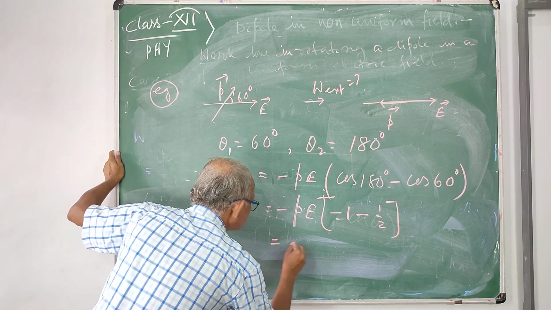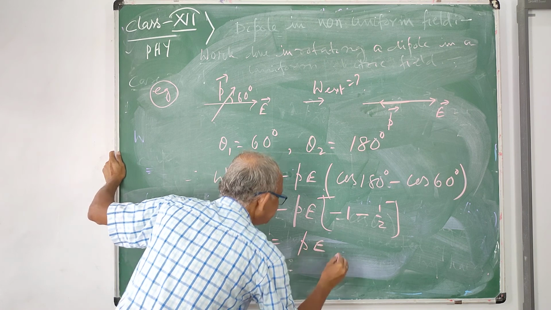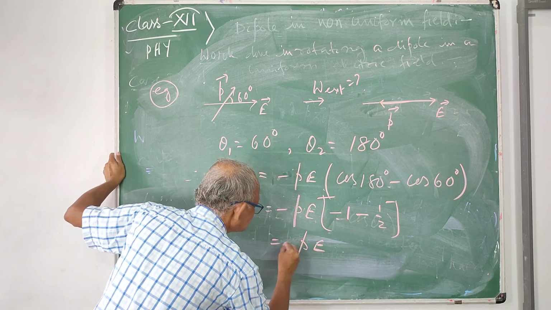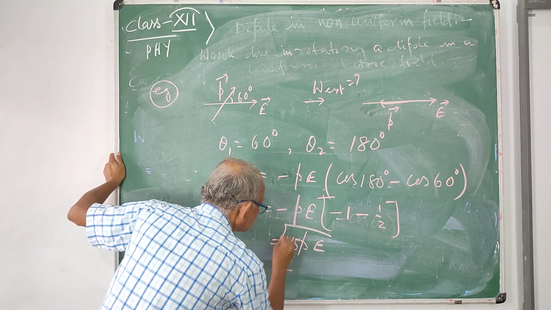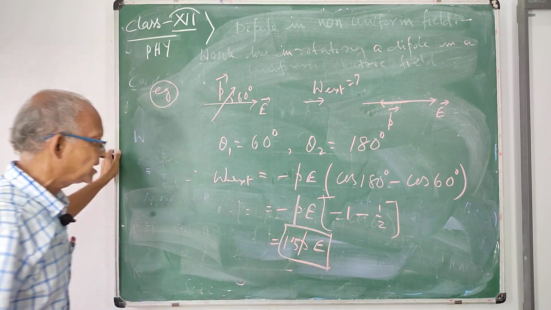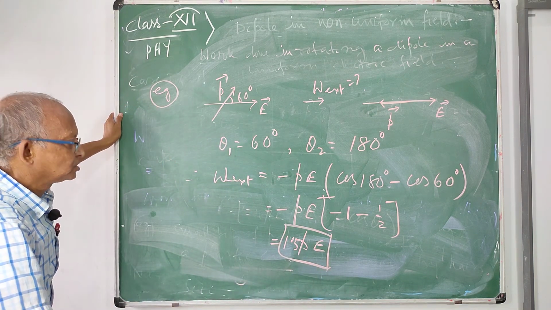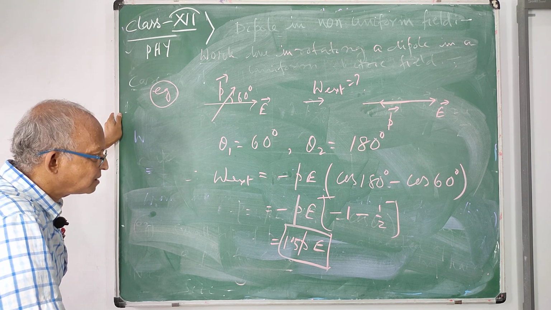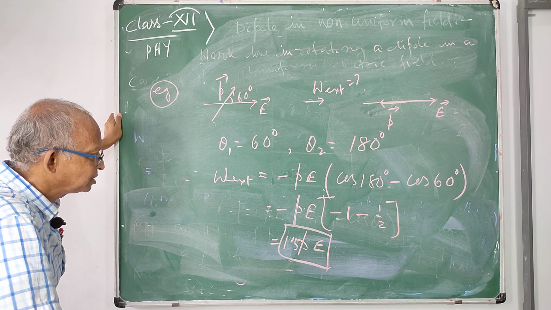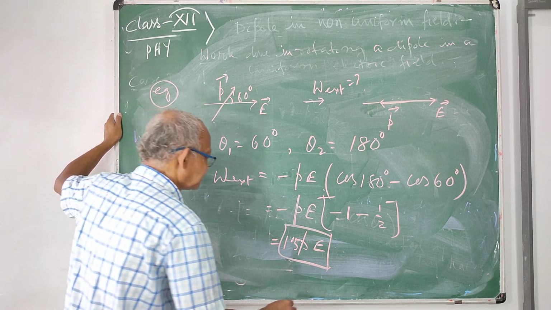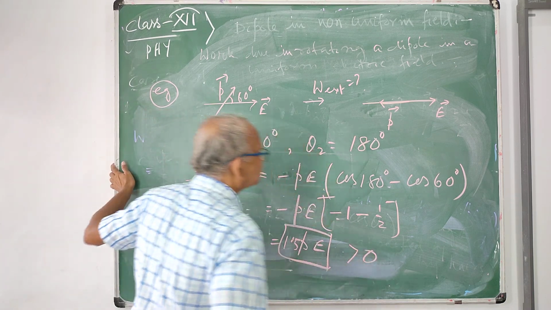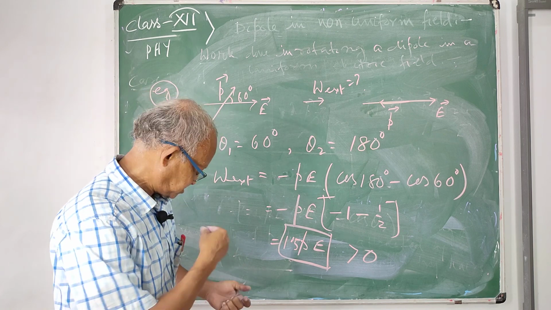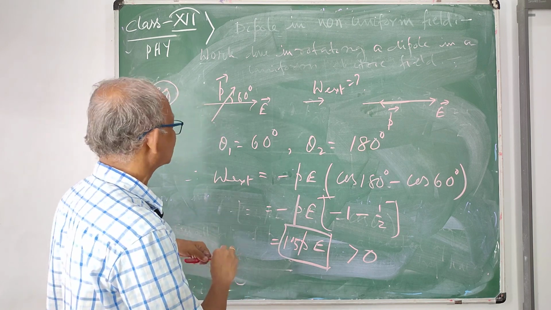So this is P E times 3 by 2, that is 1.5 P E. The minus gets plus, and then 1 plus half. So this is 1.5 P E. Check that this is greater than 0, and obviously the work done by the external agent should be positive.